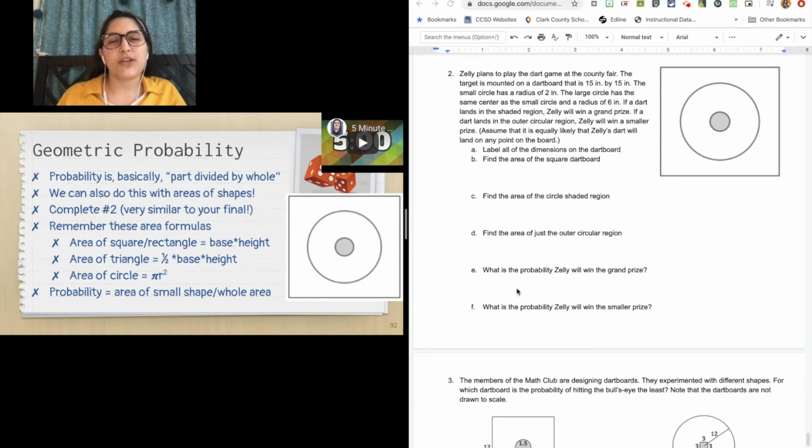So geometric probability is pretty much what it sounds like. It combines probability ideas, which is like part divided by whole, with geometry ideas like area. Okay, so probability, which I'm hoping that you know by now, is basically part divided by whole, right? So the part that we're looking for divided by the total. We've been doing that with Venn diagrams, tree diagrams, two-way tables, lots of different things. But we can also do that with areas of shapes.